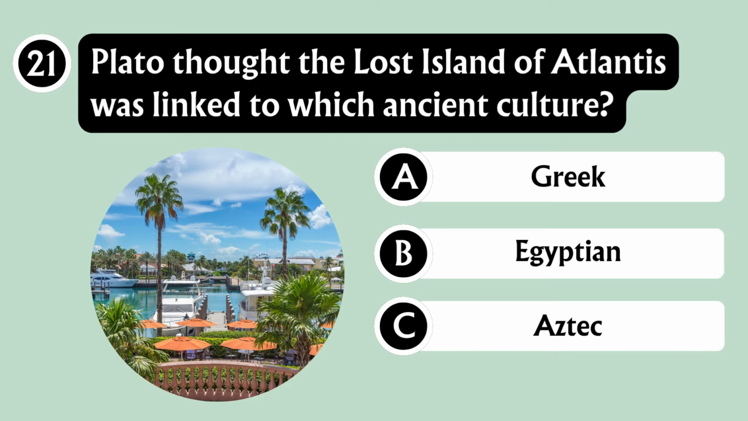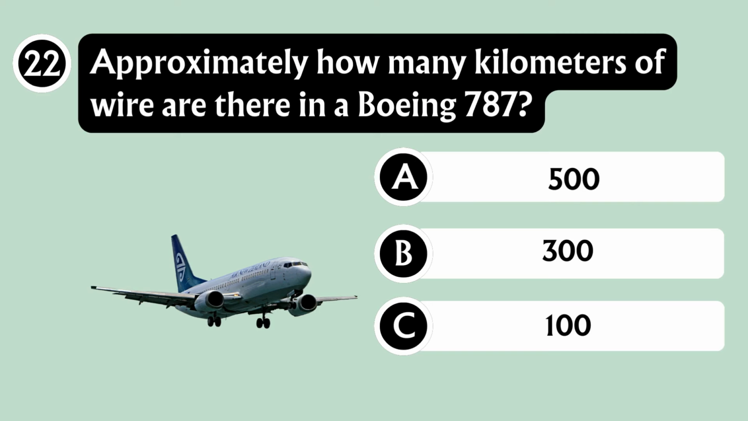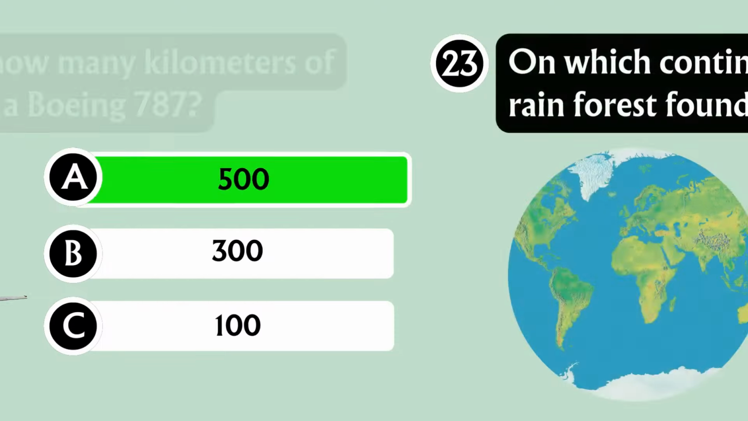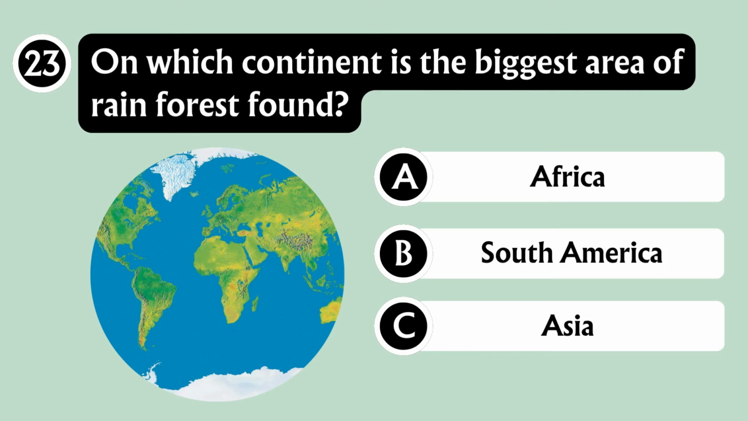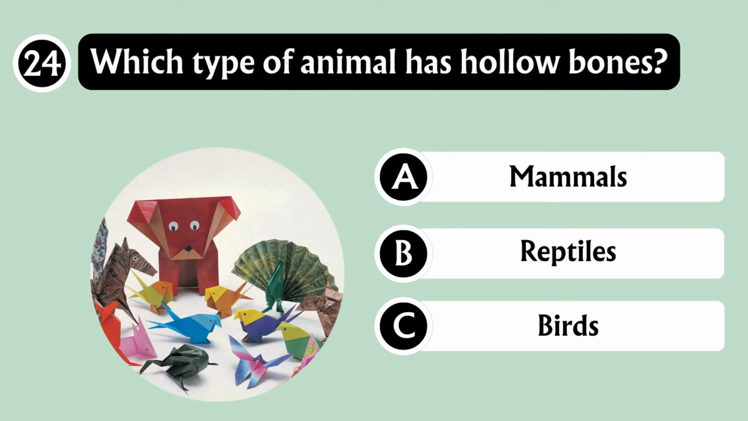Greek, Egyptian, Aztec? Egyptian. Approximately how many kilometers of wire are there in a Boeing 787? 500, 300, 100? 500. On which continent is the biggest area of rainforest found? Africa, South America, Asia? South America. Which type of animal has hollow bones?